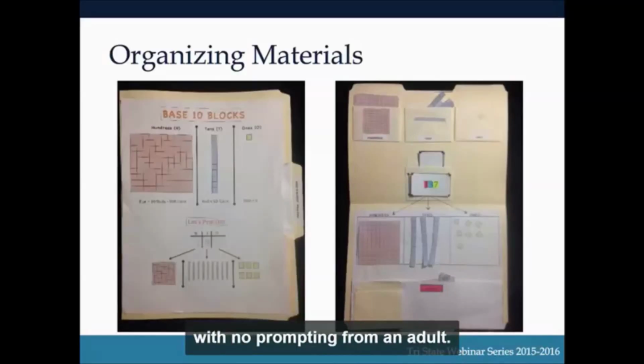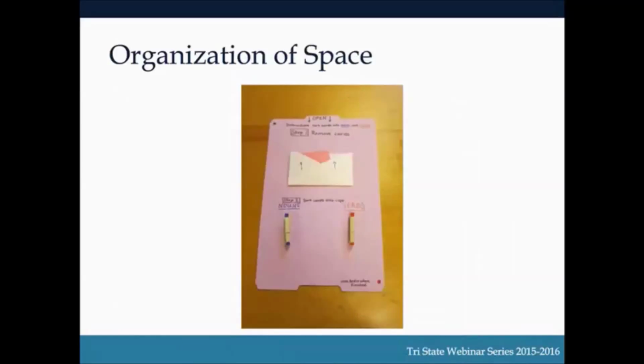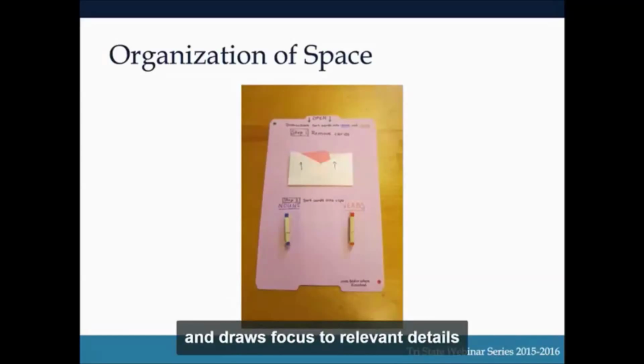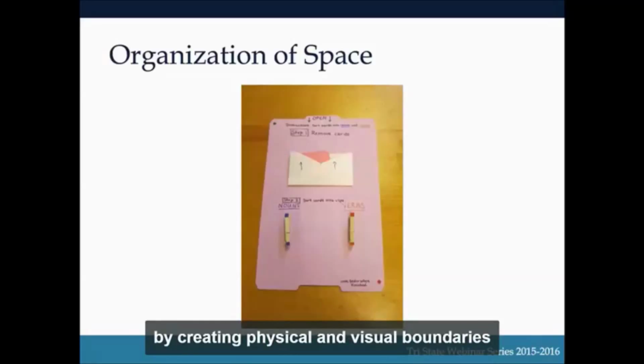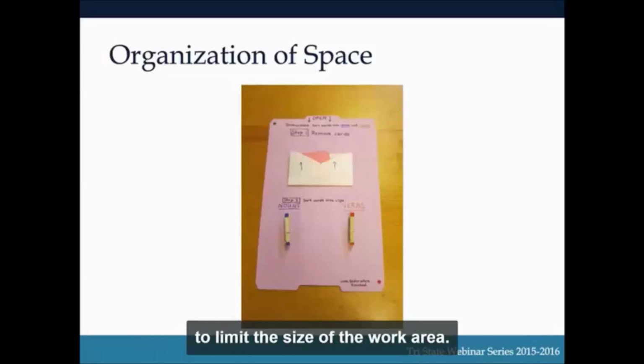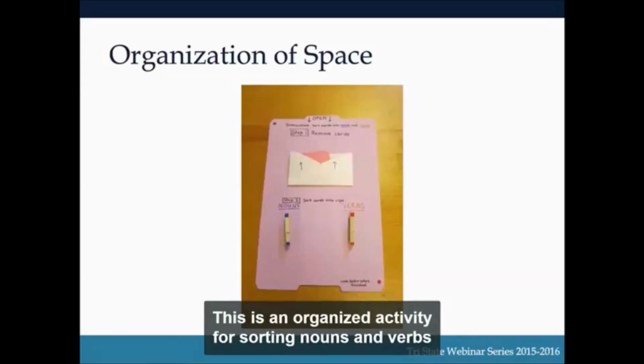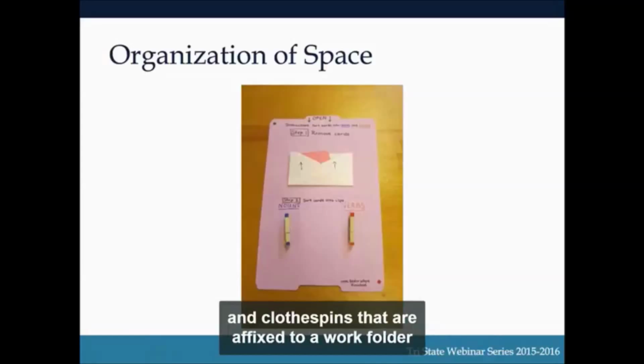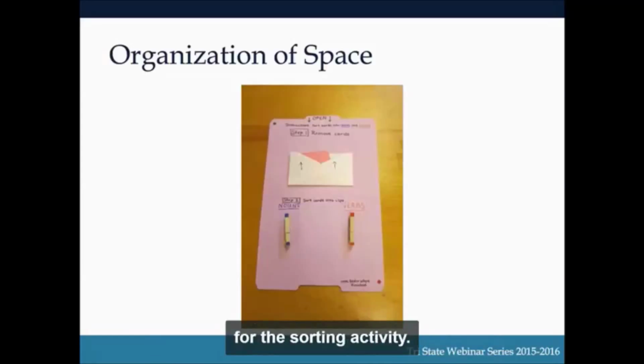When the student is ready for the task, he has all the components necessary to begin working with no prompting from an adult. Limiting this space helps reduce overstimulation and draws focus to relevant details by creating physical and visual boundaries to limit the size of the work area. This is an organized activity for sorting nouns and verbs using words on cards housed in a pocket and clothespins that fit in a work folder for the sorting activity.